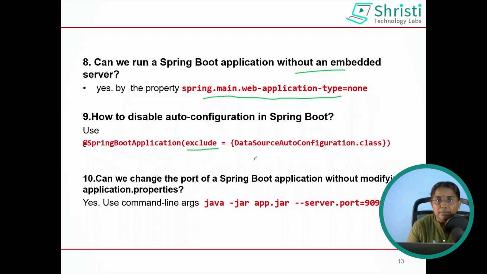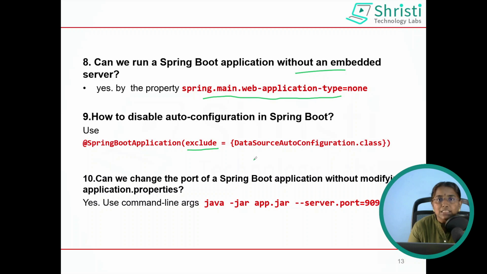Yes. By default, a Spring application runs on port number 8080 because we are using an embedded Tomcat server. If you want to change the port number, we can go to application.properties and add the configuration as server.port equal to a different port number.